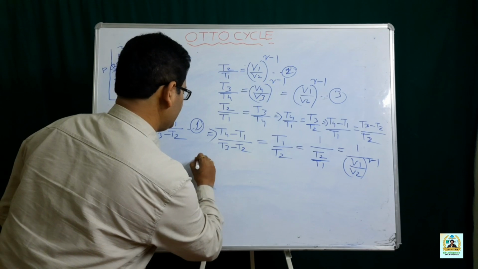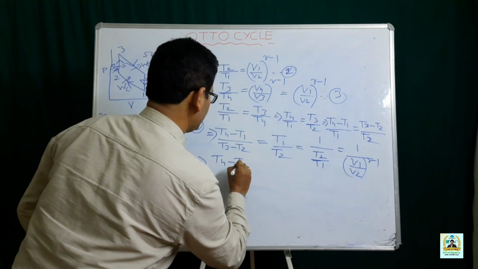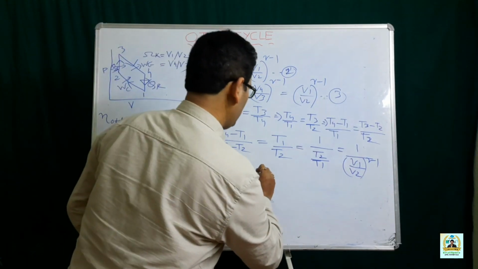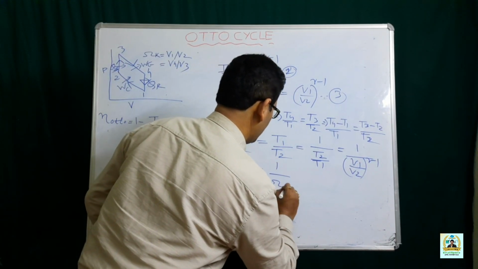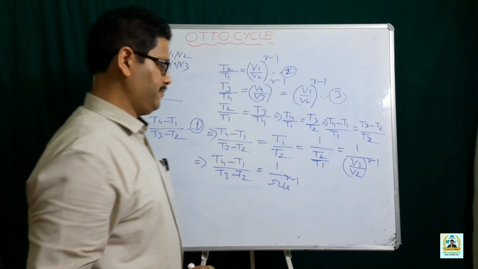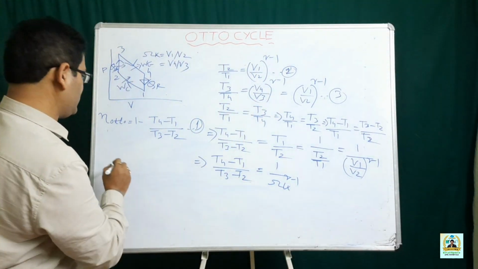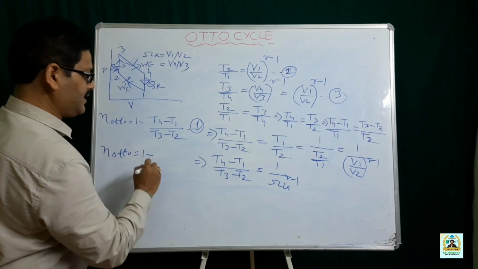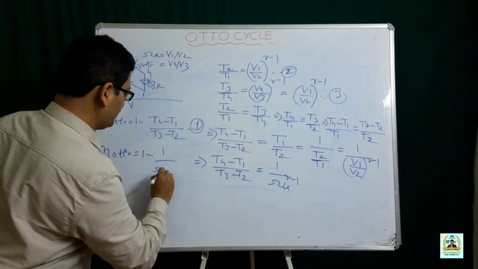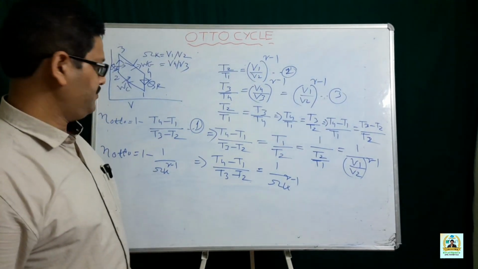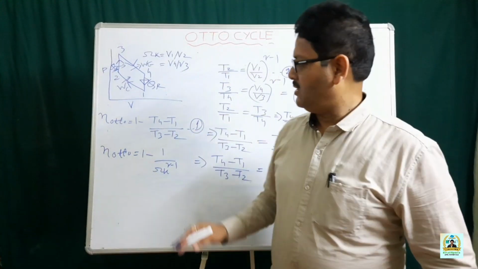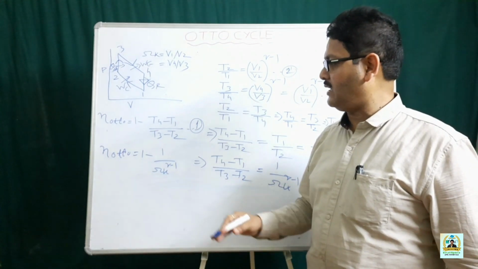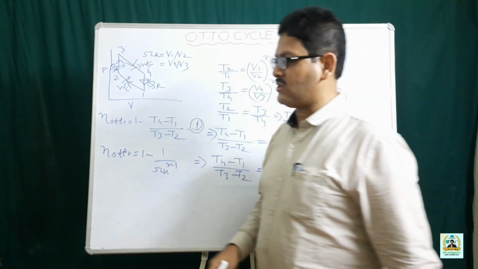So this implies (T4 minus T1) by (T3 minus T2) is equal to 1 upon Rk to the power gamma minus 1. So that you can substitute, and eta Otto will be equal to 1 minus 1 by Rk to the power gamma minus 1. So this is the expression for the air standard efficiency of an Otto cycle in terms of compression ratio.